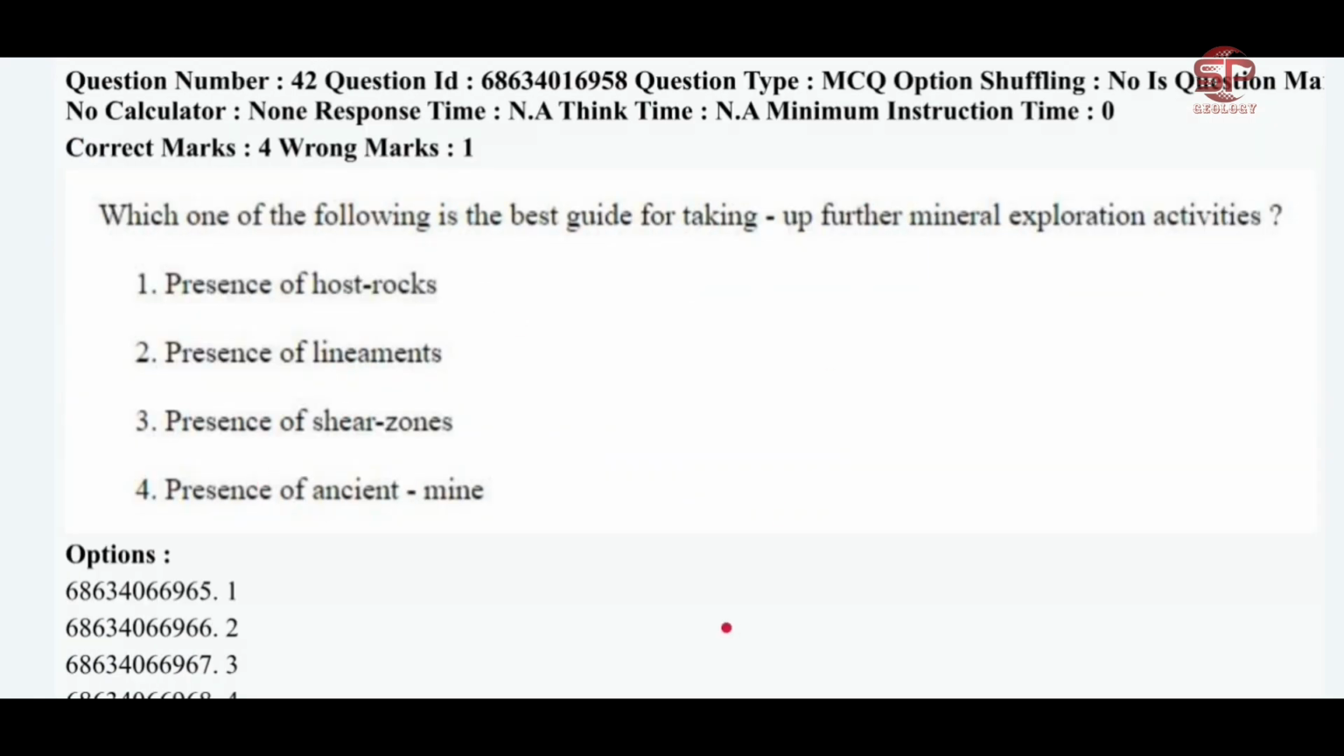Which of the following is the best guide for taking up further mineral exploration activity? The presence of host rock which can contain potential mineral deposit can be an indication. The presence of dykes is also an indication. But the presence of a shear zone gives a higher probability that there will be a deposit. So that's why the presence of a shear zone will be the best guide for taking up further mineral exploration activity.